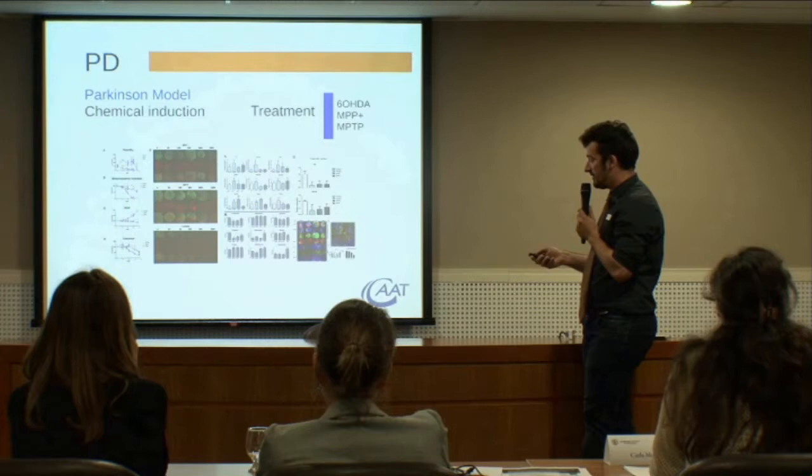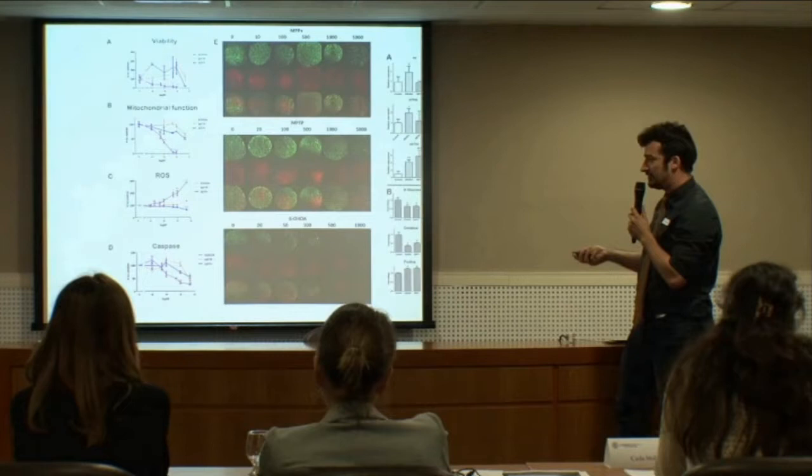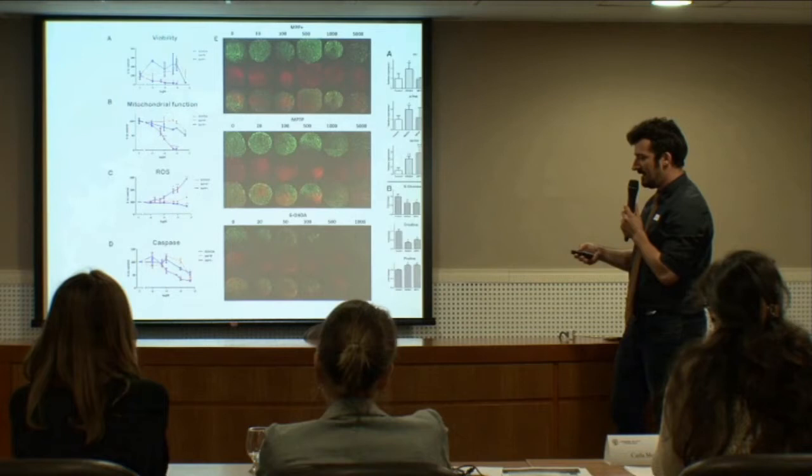So this was just the establishment of the model. We were trying to find which chemical works better, which one produces more oxidative stress, which one we can select, and which concentration we should select to kill only dopaminergic neurons. And now we are working on the treatment to see if we can use this model to find drugs that protect dopaminergic neurons from dying.